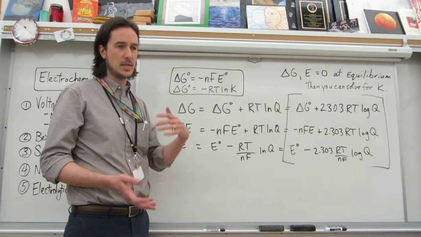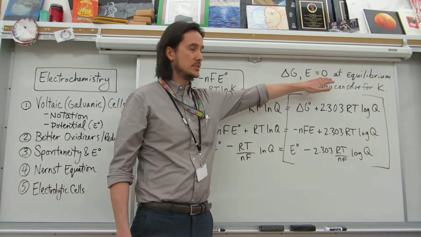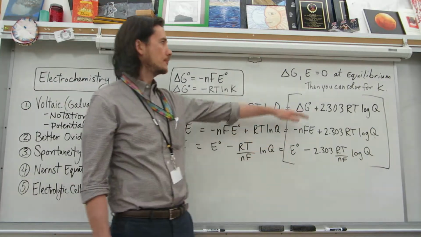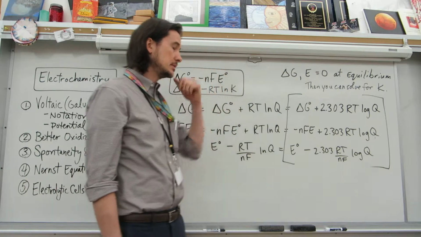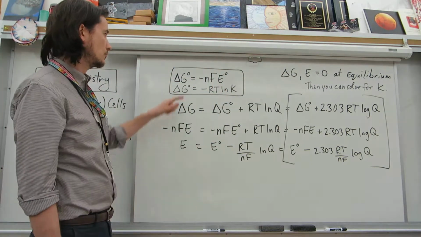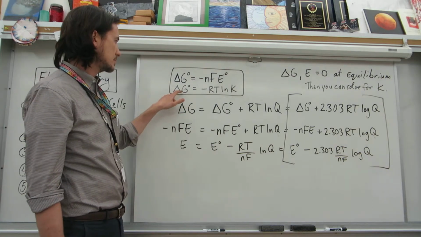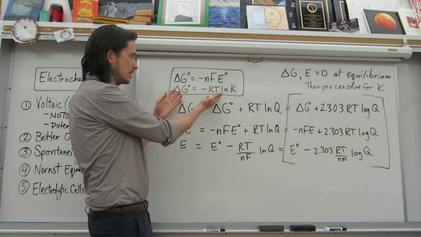Nothing's moving, right? Energy's not going one way, not going another. So we have 0 potential. The electrons have stopped. If that's the case, then you can solve for K. First, let's derive the Nernst equation from what we have here. So if delta G is 0, then we don't need to worry about it, and we have this.